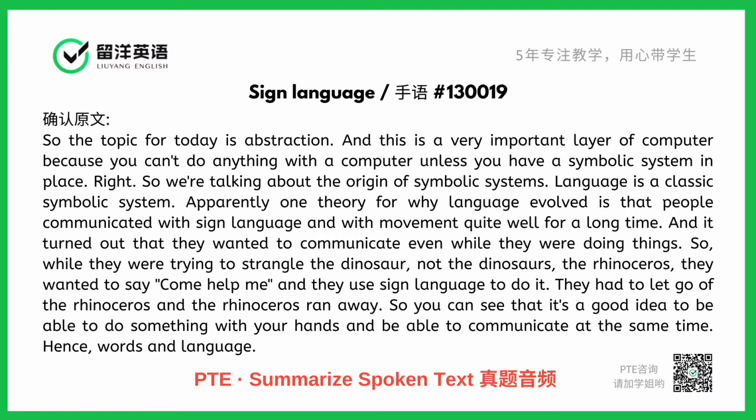Apparently, one theory for why language evolved is that people communicated with sign language and with movement quite well for a long time. And it turned out that they wanted to communicate even while they were doing things. So, while they were trying to strangle the dinosaur, not the dinosaurs, the rhinoceros, they wanted to say "come help me," and they used sign language to do it. They had to let go of the rhinoceros and the rhinoceros ran away. So you can see that it's a good idea to be able to do something with your hands and be able to communicate at the same time. Hence, words and language.